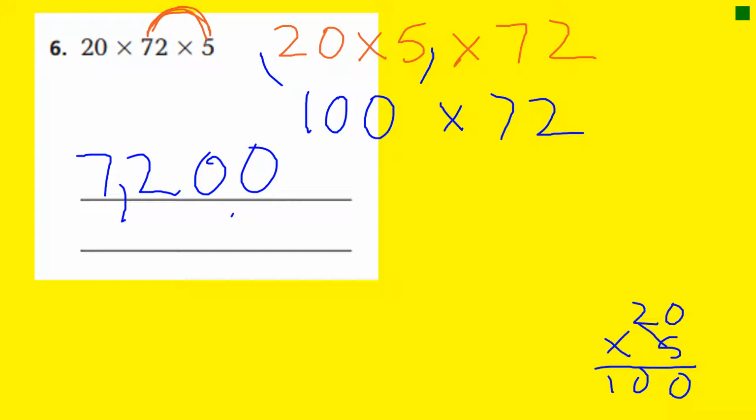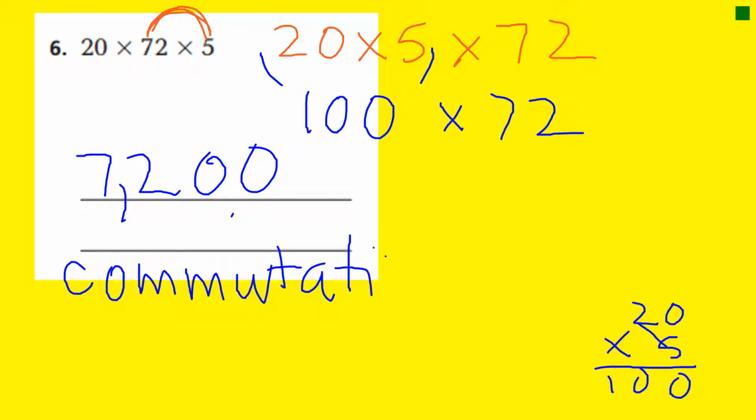7,200. Okay? So the strategy for that one was the commutative property. I'm just going to write prop.